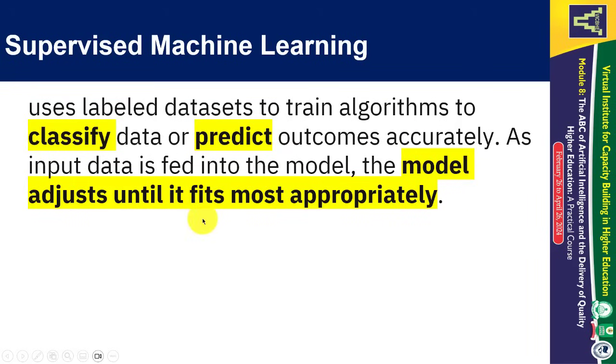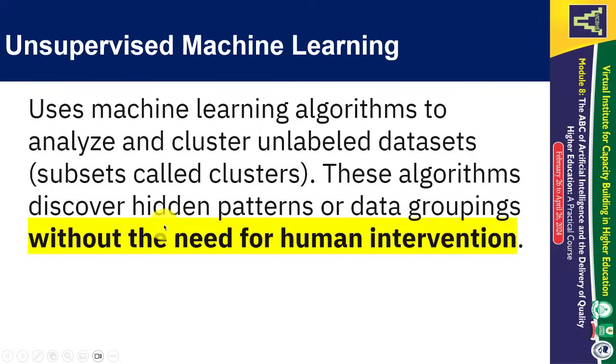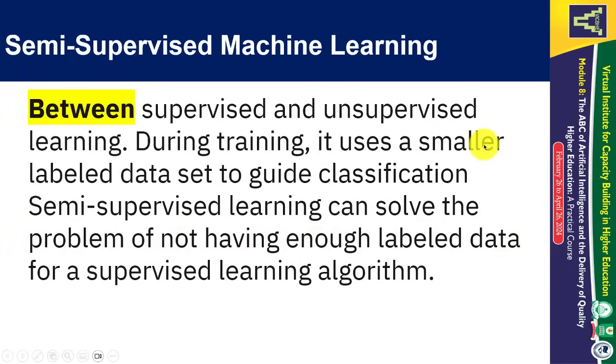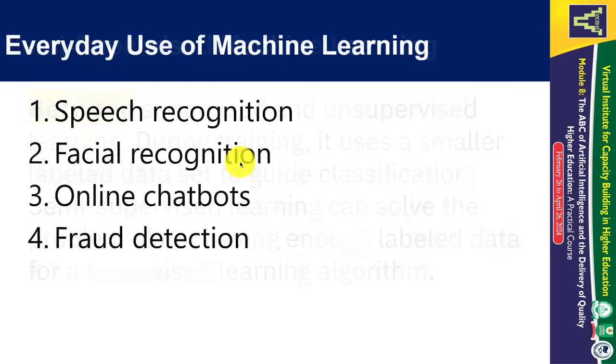So the model adjusts until it fits most appropriately. What model? The one for the algorithm that is trained to classify data or to predict. The unsupervised one is the same thing, without the need for human intervention: analyze and cluster unlabeled data sets. And the third one, of course, is semi-supervised machine learning. That's between being supervised or not being supervised. If you pause this video, you can see the details there.